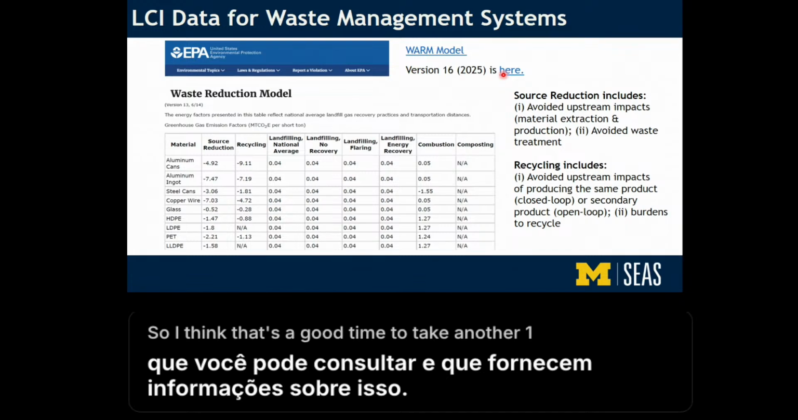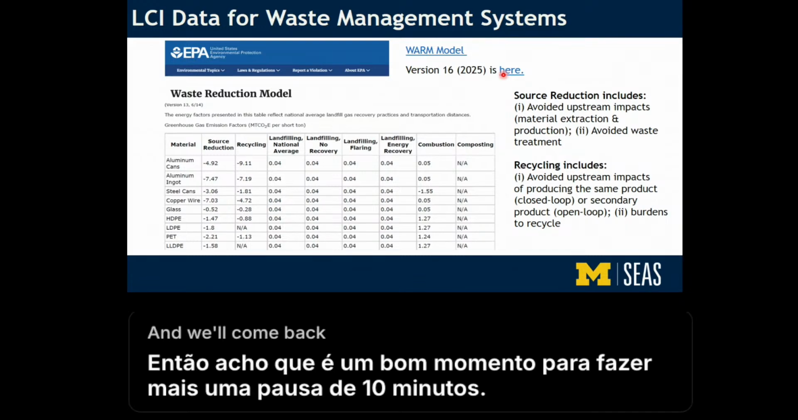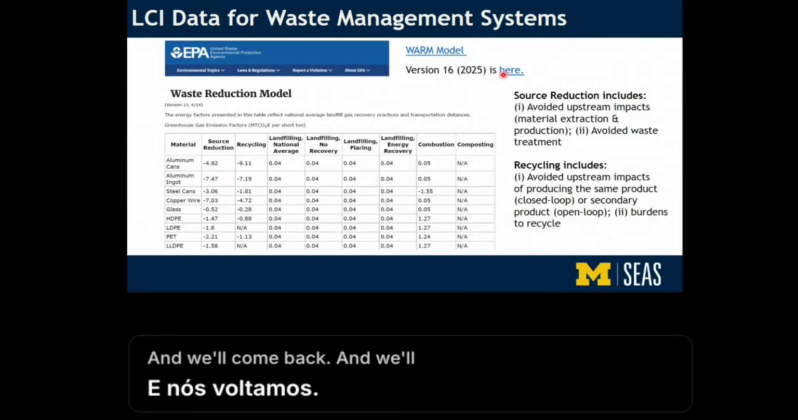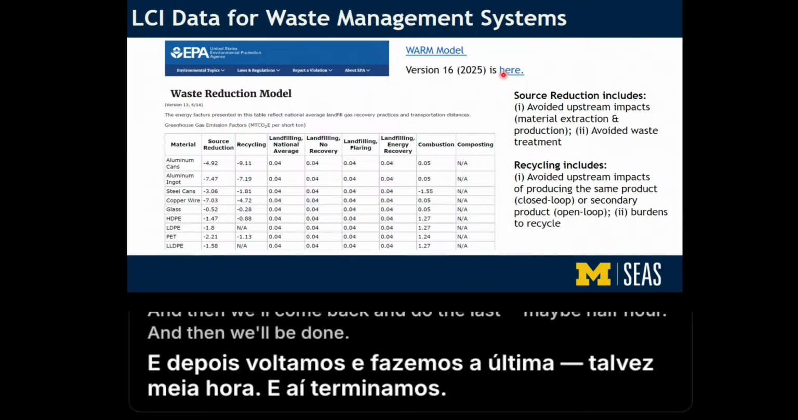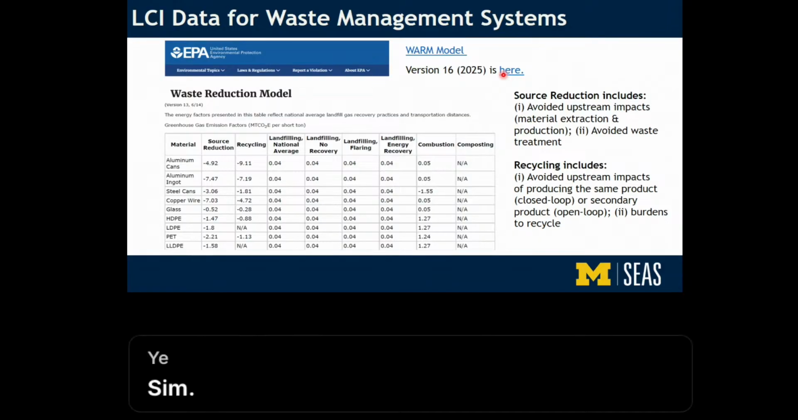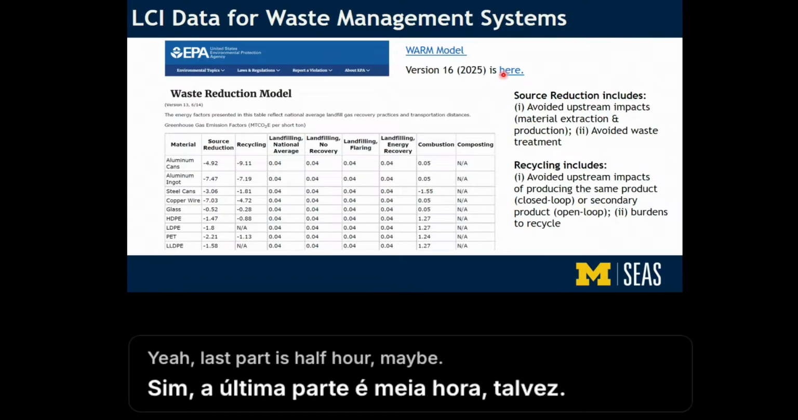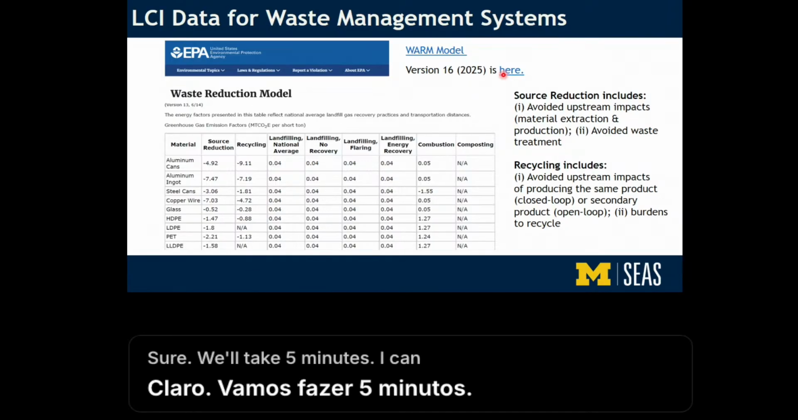So, I think that's a good time to take another 10-minute break, and we'll come back, and we'll run 5 minutes? Sure. And then we'll come back and do the last maybe half hour, and then we'll be done. Yeah? Yeah, last part is half hour maybe. Sure, we'll take 5 minutes. I can go through the next one pretty quick. Cool. Yeah.